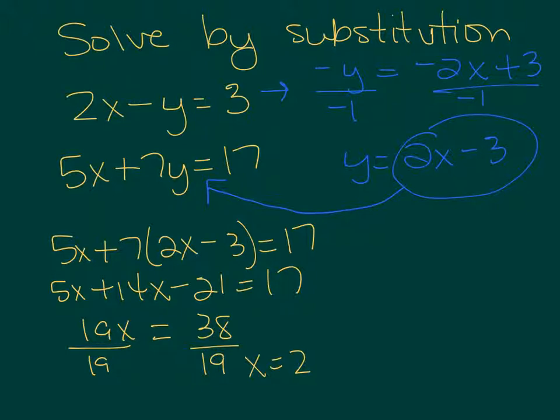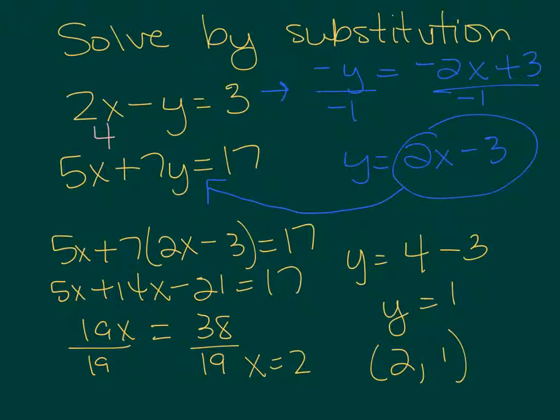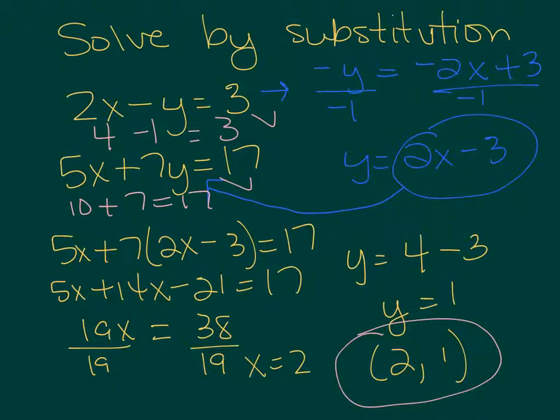So I'm going to go back up here to the equation y equals 2x minus 3, and I get y equals 2 times 2 is 4, minus 3 is 1, so supposedly y is 1. So I'm going to check my answer 2, 1 to make sure that it works out correctly. So in the top equation, 2 times 2 is 4, minus 1 is 3, so that one checks. Second equation, 5 times 2 is 10, plus 7 times 1 is 7. Does that equal 17? Yes, it does. So I know my answer 2, 1 is correct.